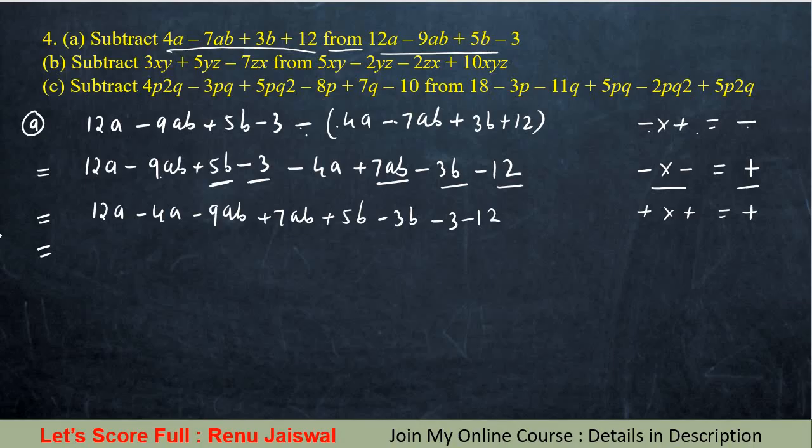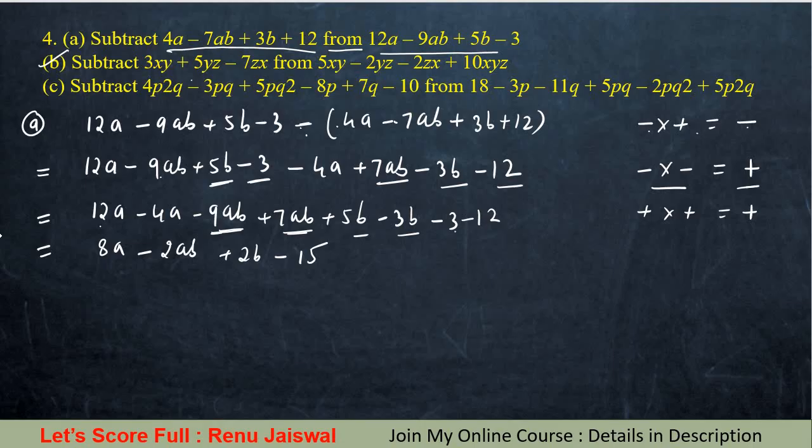What is next? 12 minus 4 is 8a, minus 9ab plus 7ab. Different sign, obviously subtraction, and sign of the bigger number. Then 5b minus 3b, 2b, minus 3 minus 12, same sign, addition, sign of the same sign. This is my answer.